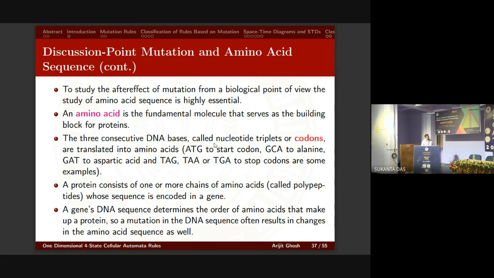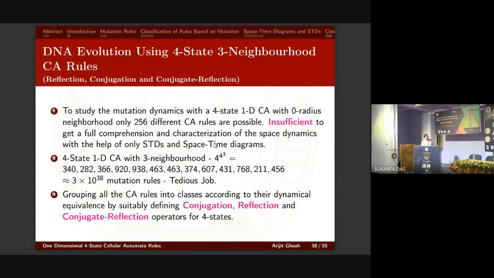To study the dynamics with a four-state one-dimensional cellular automata rule with zero radius neighborhood, only 256 different CA rules are possible. Moreover, it is insufficient to get a full comprehension and characterization of the space dynamics using these space-time diagrams. On the other hand, if we consider four-state one-dimensional CA with three neighborhoods, there are a total of four to the power three rules. That is such a huge number of rules. To study the space dynamics again with the help of space-time diagrams is a tedious job. However, one way of doing so is by grouping all the CA rules into classes according to their dynamical equivalences by suitably defining conjugation, reflection, and conjugate reflection operators for the four states.